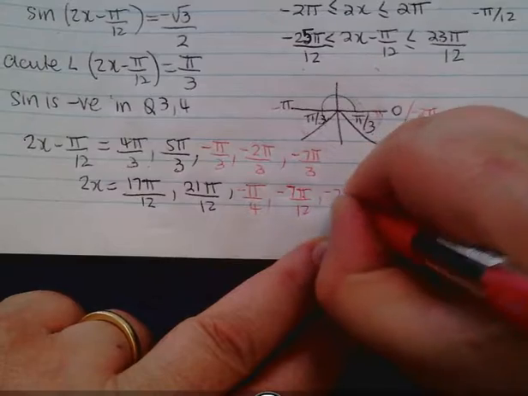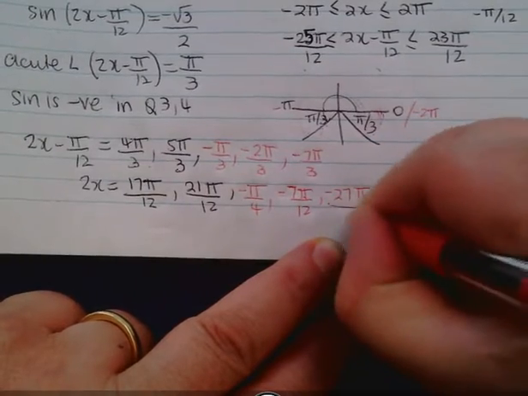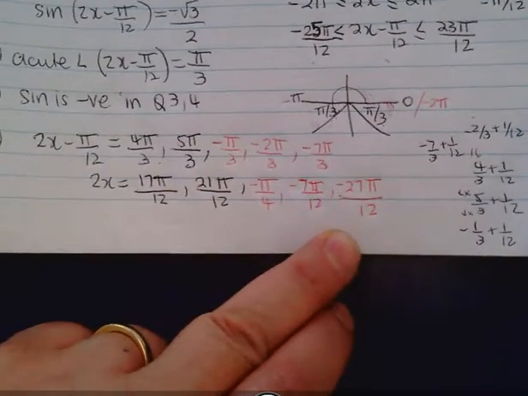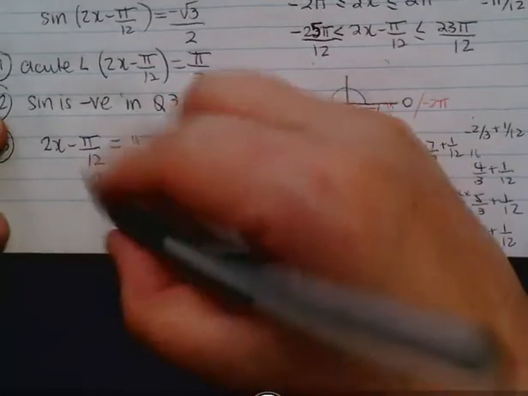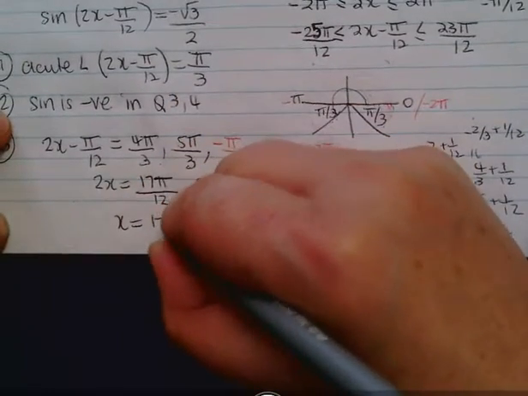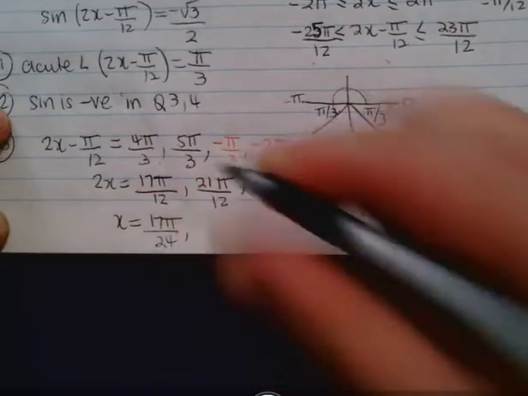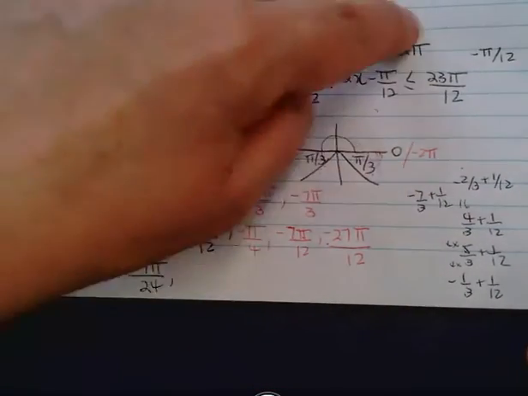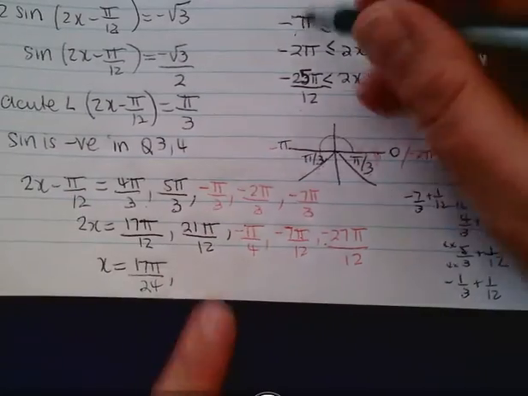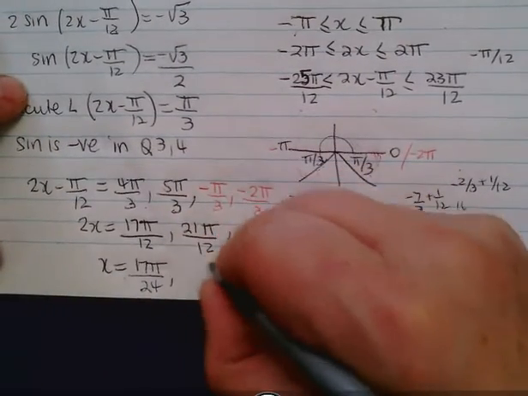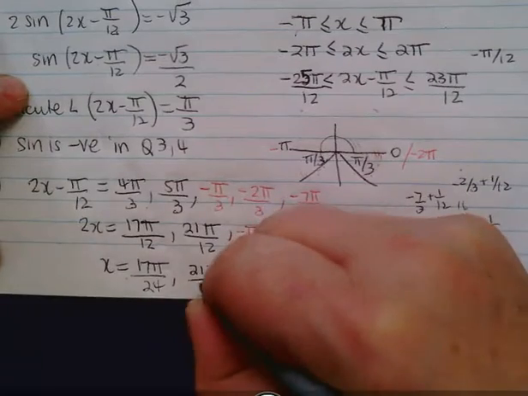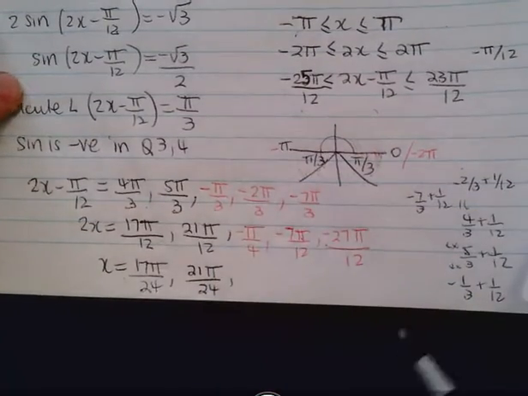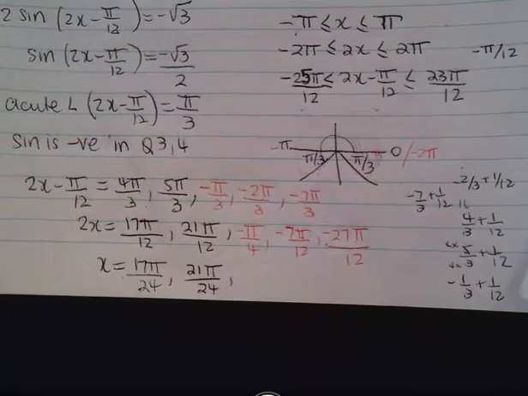Now this one actually is not in. But let's say you didn't realize it and you kept doing that, right? So then we divide by 2. So we've got 17 pi on 24. Yes, that's between. So remember, we're supposed to go between negative pi and pi. So from 0 to pi and 0 to negative pi, that fits. Dividing this by 2, I get 21 pi on 24. Yes, that's less than 1 pi.